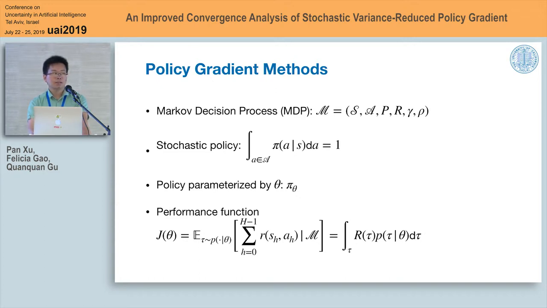A policy is defined to be a probability function over the action space when the state is given. And we assume that the policy is parameterized by an unknown parameter theta. Our goal is to find the parameter theta that can maximize the performance function, which is defined as the expected cumulative reward along a trajectory.